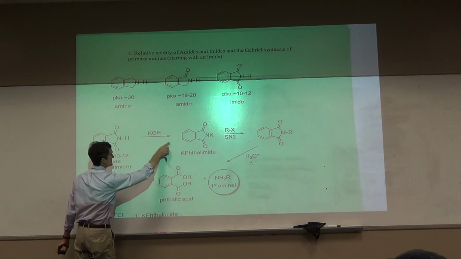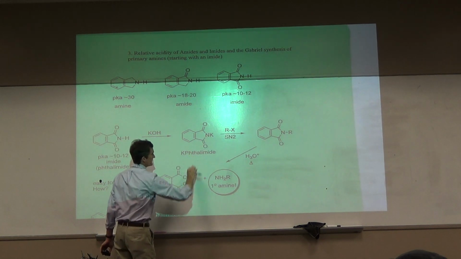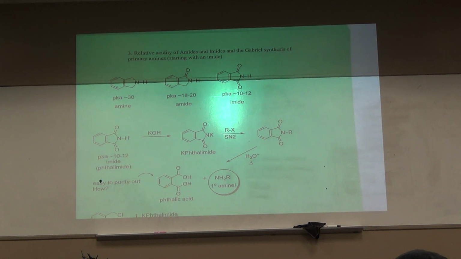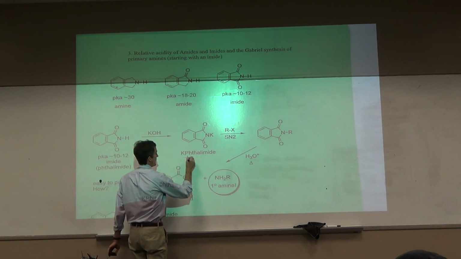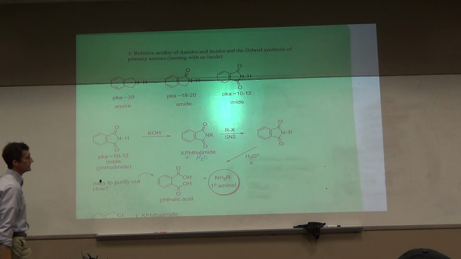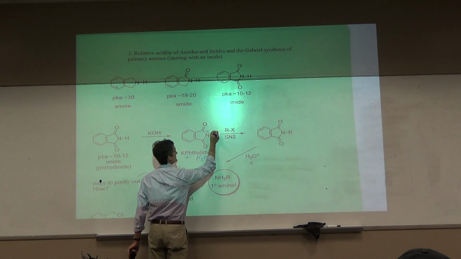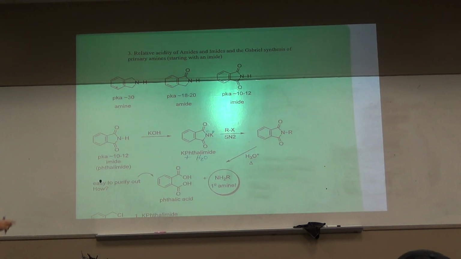Treat this with a hydroxide, such as KOH. We'll remove the proton, and we'll be left with the potassium salt of phthalimide, plus water. All right, this is N minus K plus, right? It's just shown as KN. It doesn't have to be shown with charges, just like if I showed KCl, we know that that's K plus and Cl minus. Well, I can also show KN.